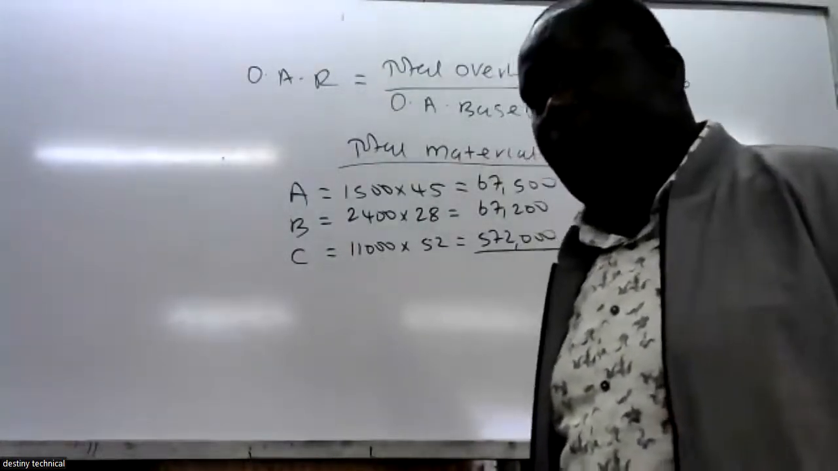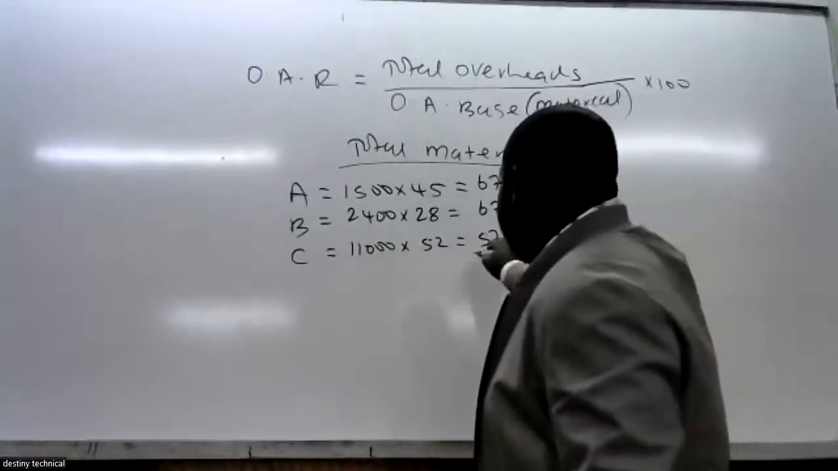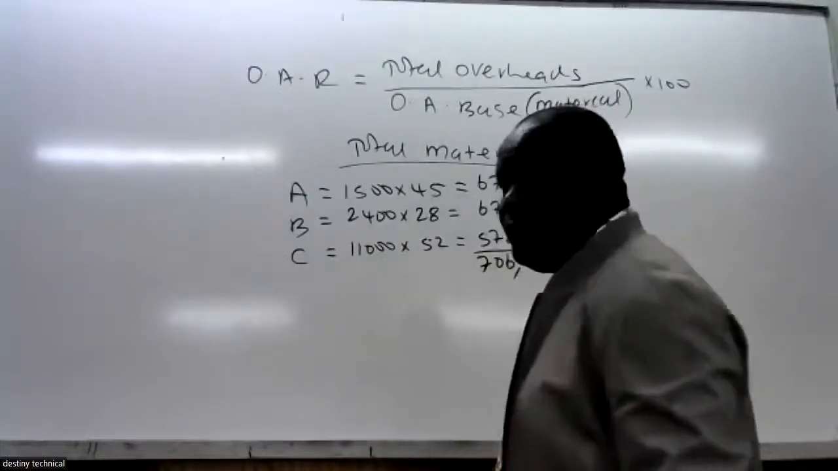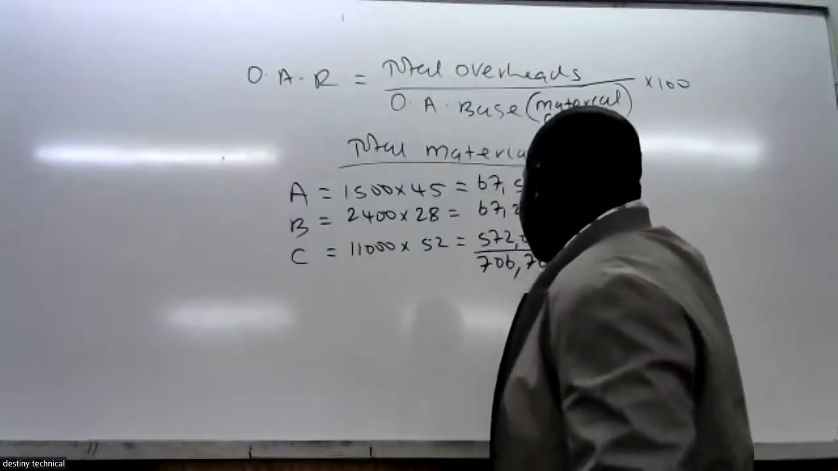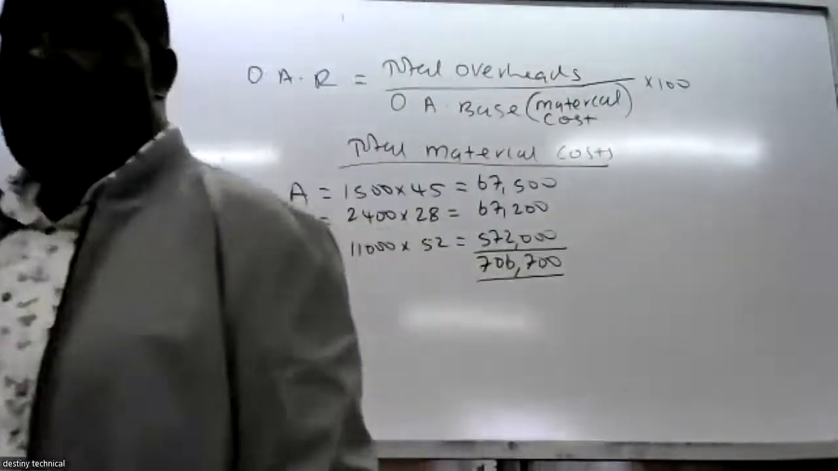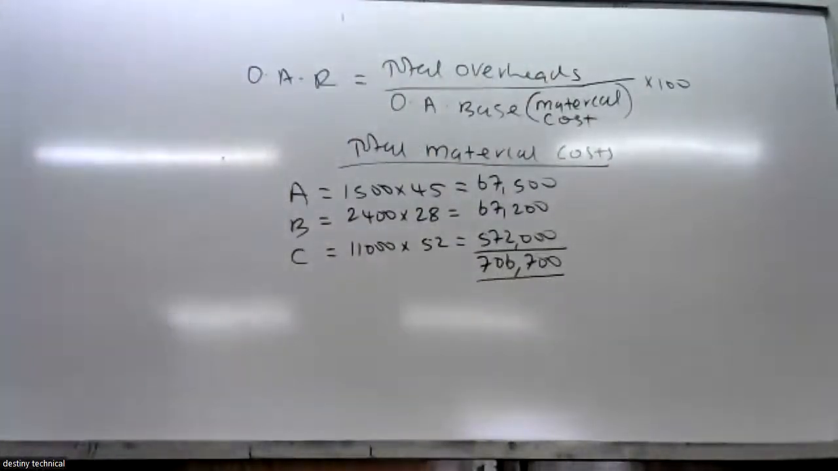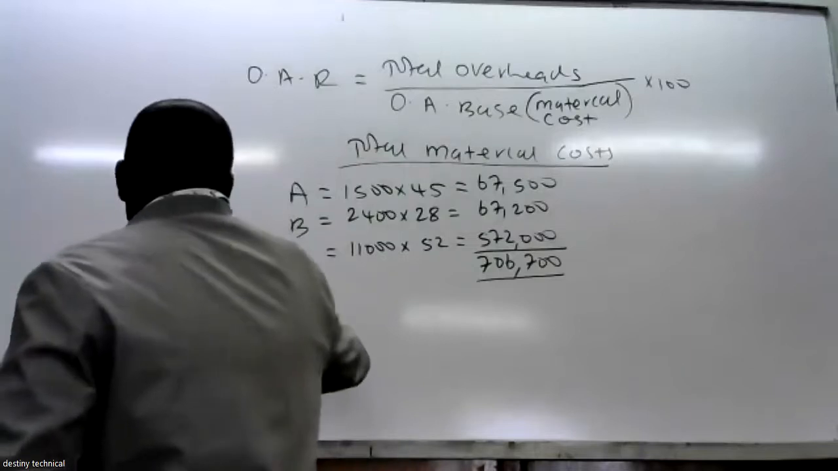So it will give you 706,700. So now to compute our overhead absorption rate.